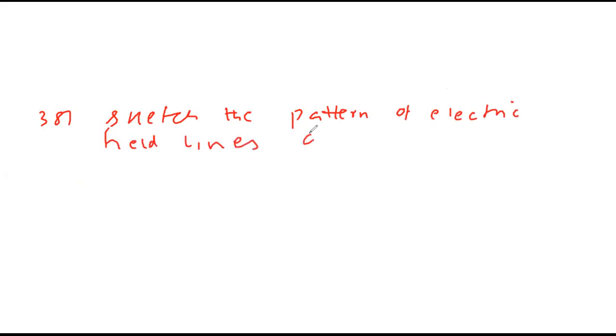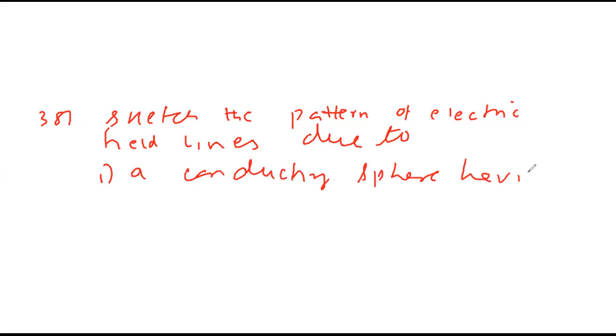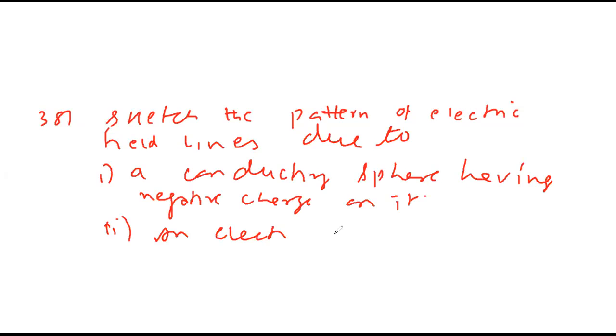38. Sketch the pattern of electric field lines due to, first, a conducting sphere having negative charge on it, second, an electric dipole. Sketch the pattern of field lines due to a conducting sphere having negative charge.